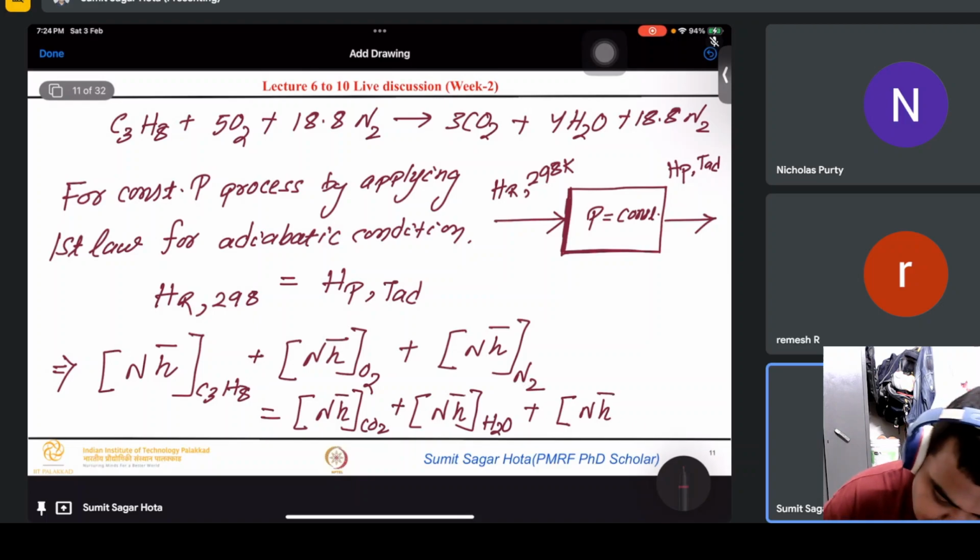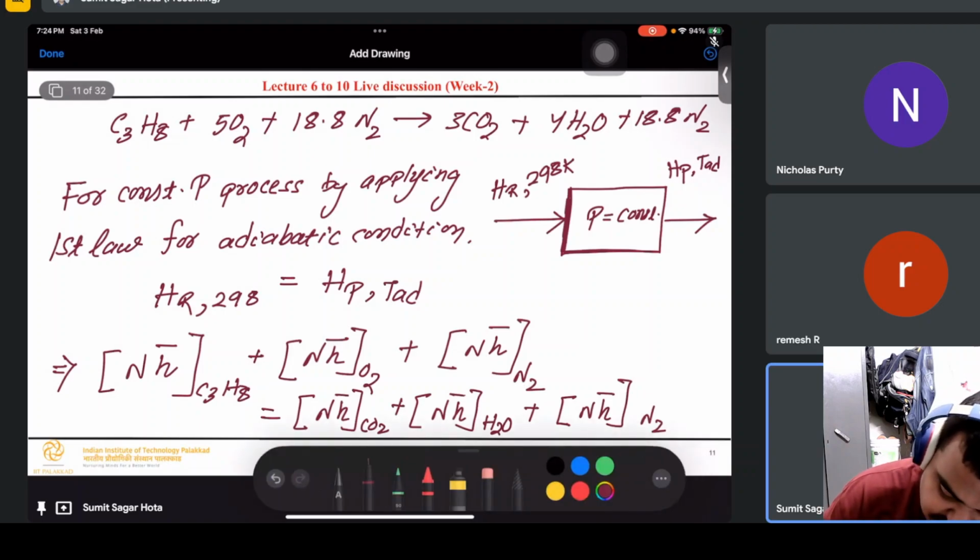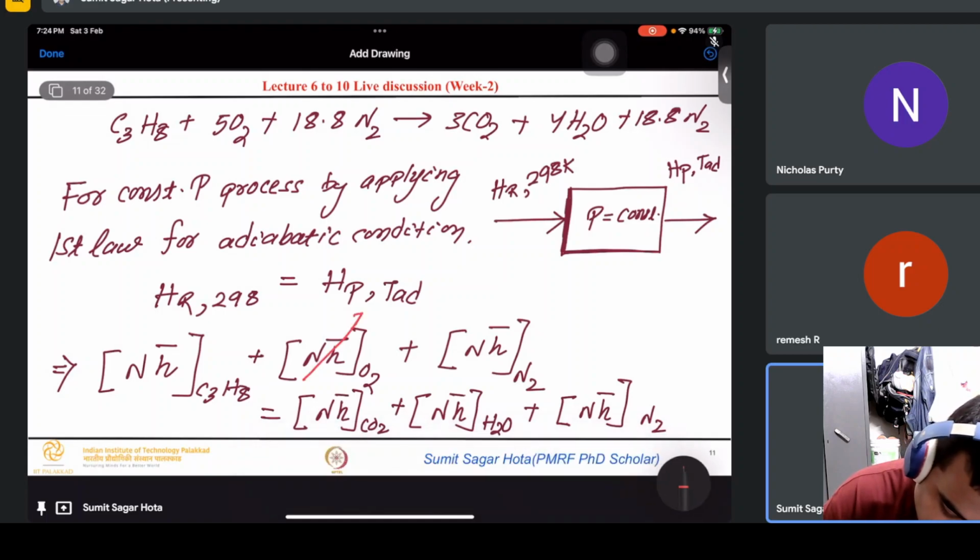So now we have to see which elements are naturally occurring, because if it is naturally occurring, then we can directly take its enthalpy of formation as 0. Hence we know that oxygen is naturally occurring, and nitrogen is also naturally occurring, so 0.